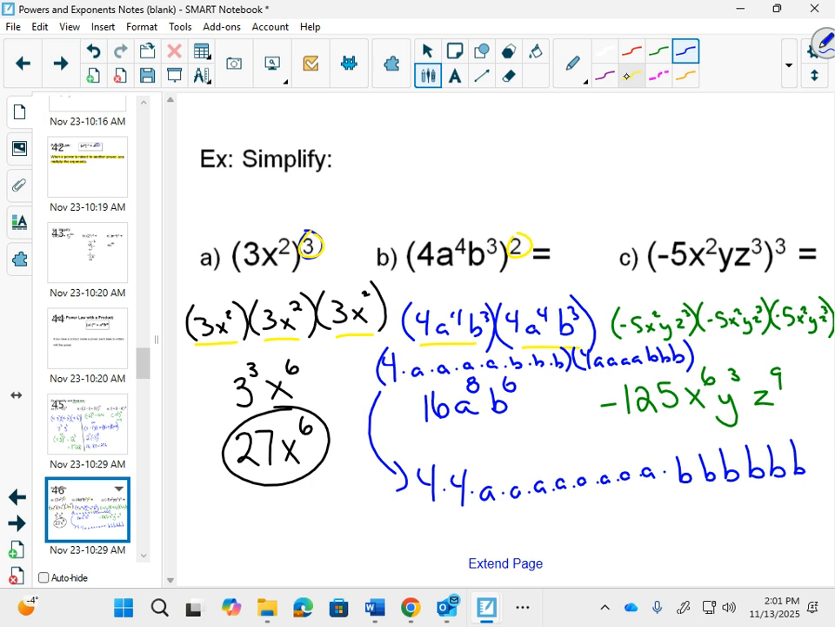So how many A's are there? There's 8 of them. Okay, do you see why we don't always want to write it down? Yeah. Because it gets a little annoying to write so many things down.